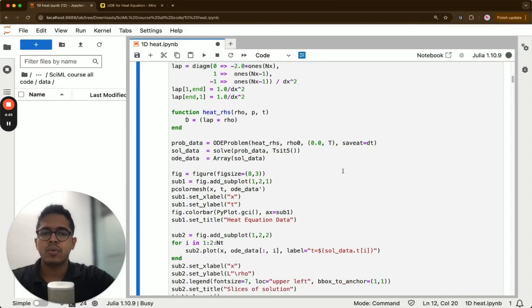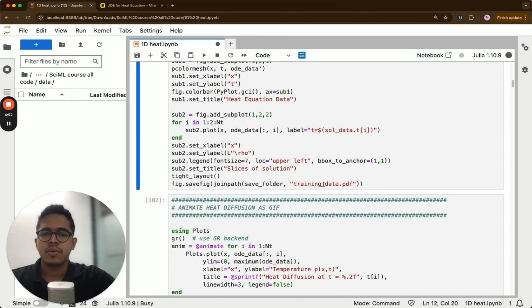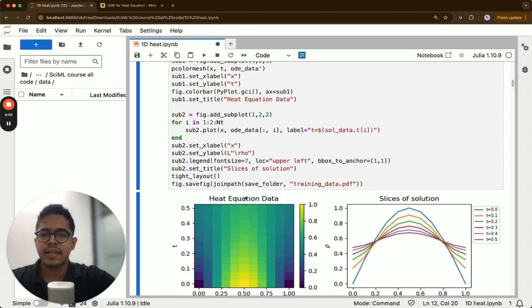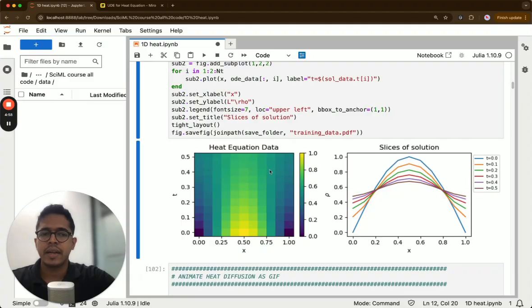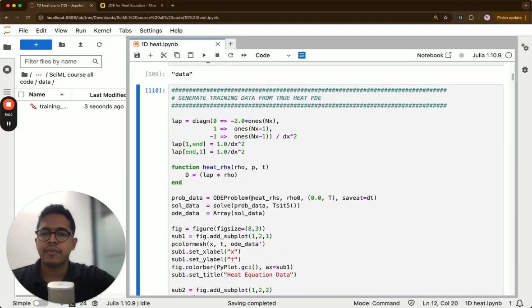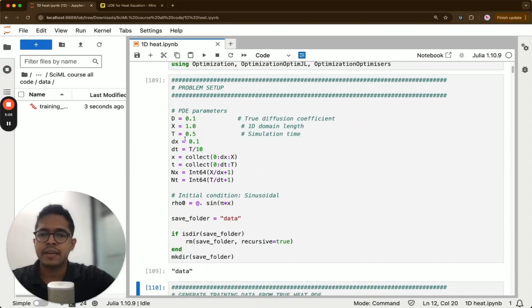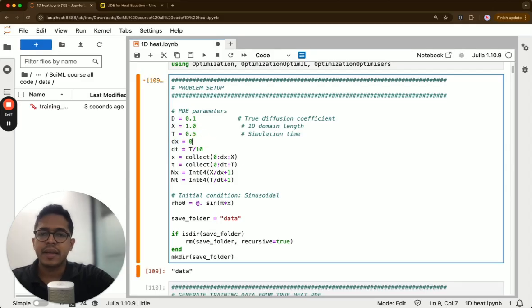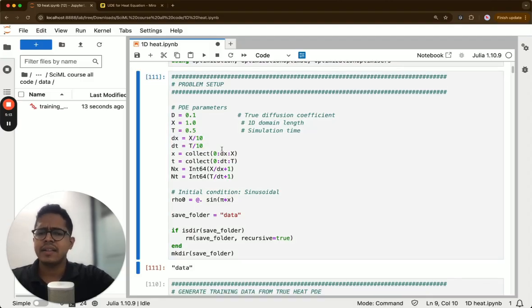So now these are the ground truth plots. Whenever it shows busy here, it means code is running. So this is the ground truth data. Actually, you can make this more refined. The X grid can be more refined. Here I am using a grid where the delta X is 0.1, meaning it is X by 10. But you can make it more refined. You can do X by 100, anything that works for you.